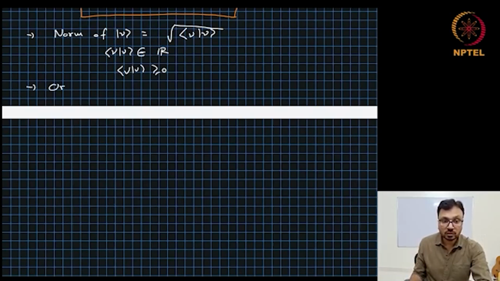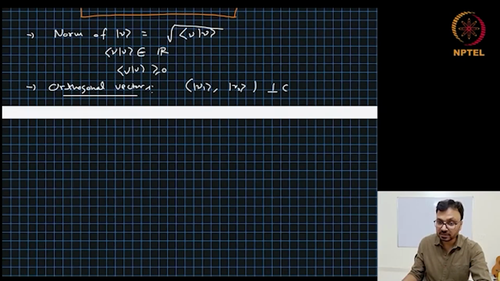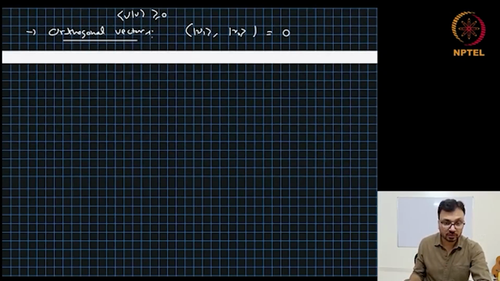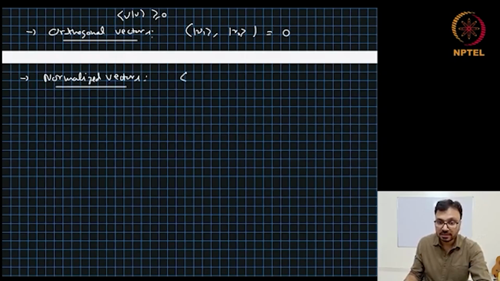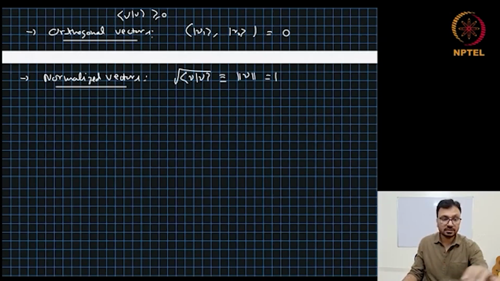We can define the orthogonal vectors. That is, you have two vectors V1 and V2. They are orthogonal if the inner product is 0. Then they are called orthogonal. Normalized vectors: if the norm of a vector is 1, then it's called a normalized vector.